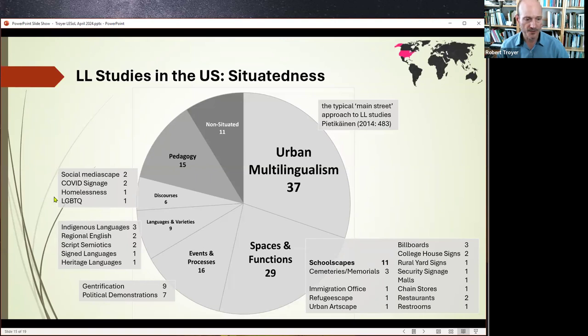A couple of studies in terms of discourses on language policies and panhandling and homelessness and the LGBTQ issues, which there's a few of those, but other examples of specific discourses. I'm going to jump up here.